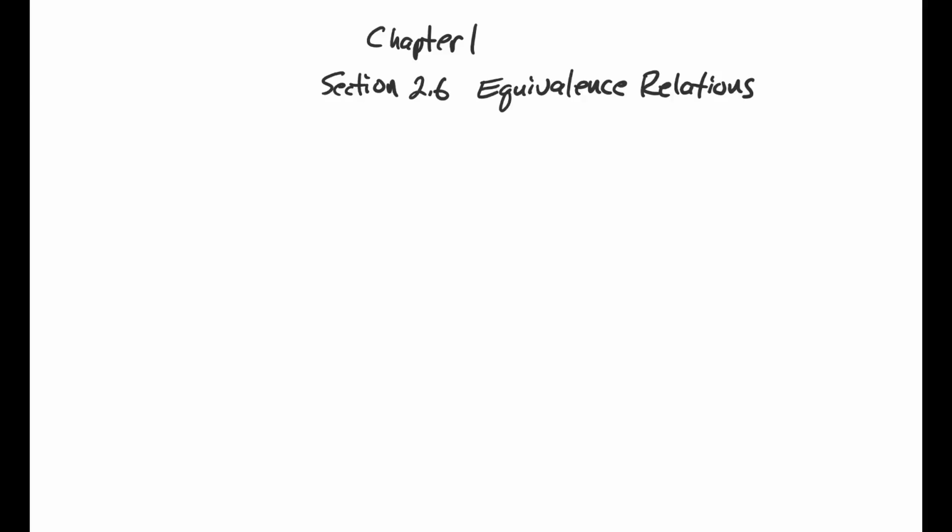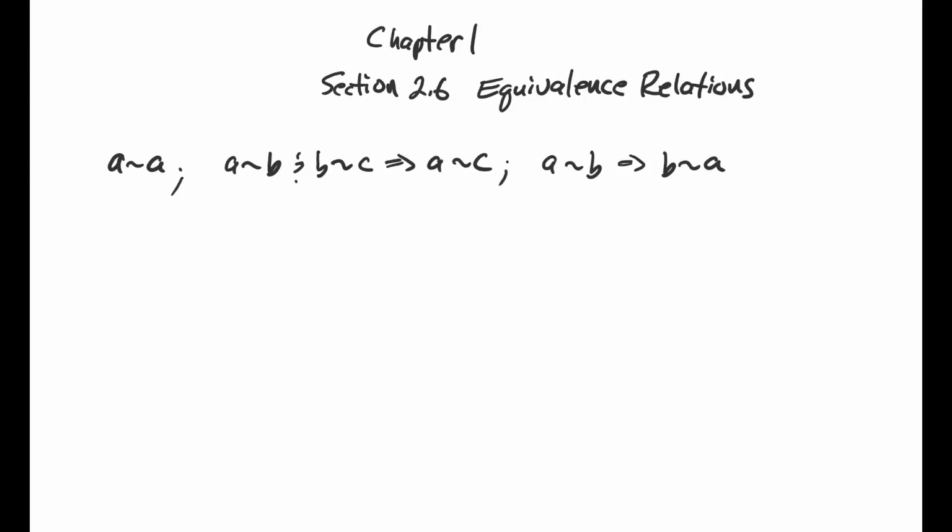All right, remember, an equivalence relation is just a relation on a set that satisfies three properties. The first is that A is always equivalent to A. The second is when A is equivalent to B and B is equivalent to C, then by transitivity, you get A is equivalent to C. And the third is that when A is equivalent to B, then B is equivalent to A.